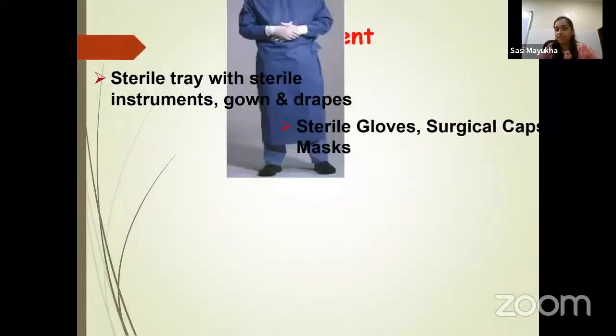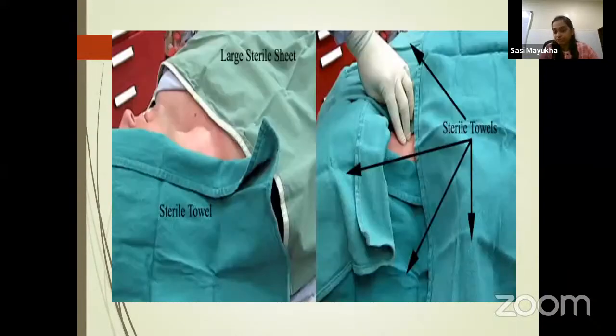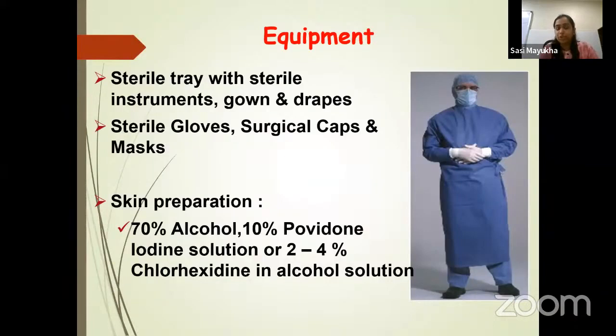What is the equipment required for the central line insertion? You need a sterile tray with sterile instruments, gown and drapes, sterile gloves, caps and masks. The skin preparation should be done either with 70% alcohol, 10% povidone iodine solution, or 2 to 4% chlorhexidine. But what all of us in ICU setups use now is chlorhexidine solution.